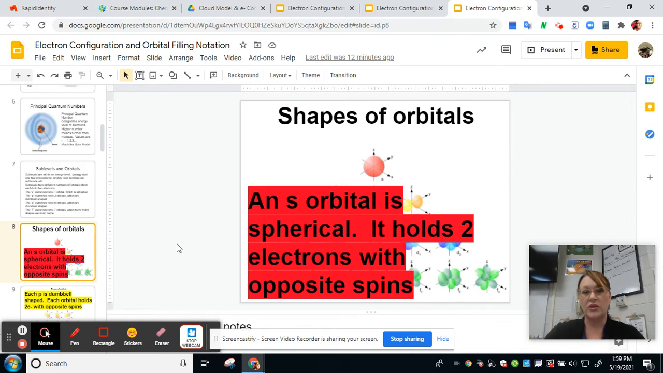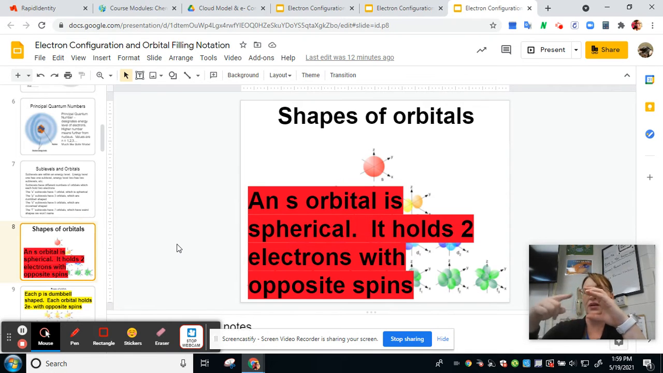Okay, let's look at those shapes. So an s orbital, the one sublevel would have an s orbital, and it's always spherical. It can hold 2 electrons. Now, in this cloud, we don't know exactly where the electrons are, but it can hold 1 or 2 electrons. It's full when it has 2.